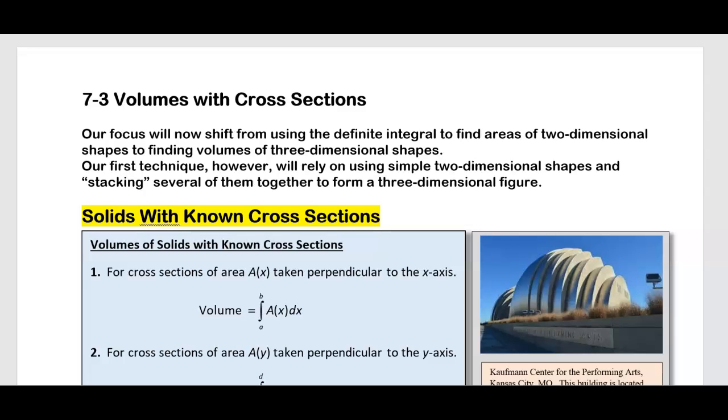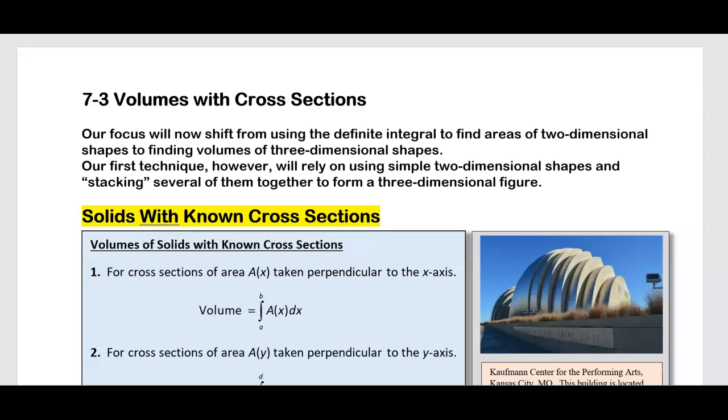Volumes with cross sections. As we've been integrating, we have started with Riemann sums. So we found the area under the curve. The area under the curve represented the value of the integral.